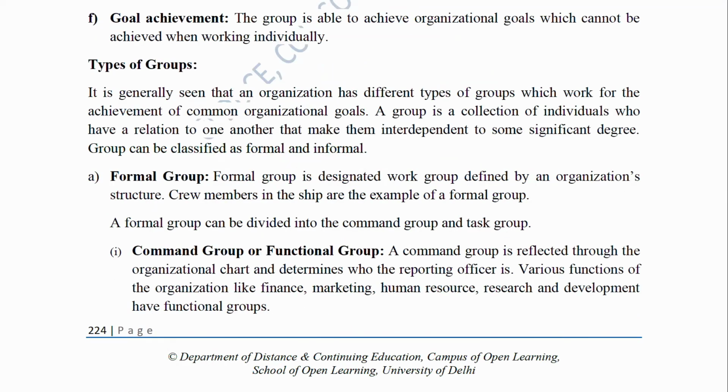First, formal group. A formal group is a designated work group defined by an organization's structure. Crew members in a ship are an example of a formal group. A formal group can be divided into the command group and task group. Command group or functional group: a command group is reflected through the organizational chart and determines who the reporting officer is. Various functions of the organization like finance, marketing, human resource, research and development have functional groups.